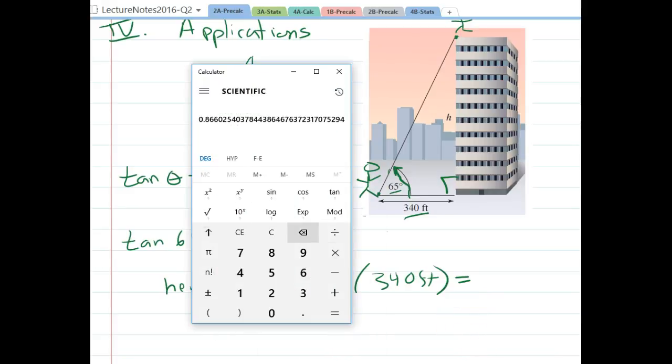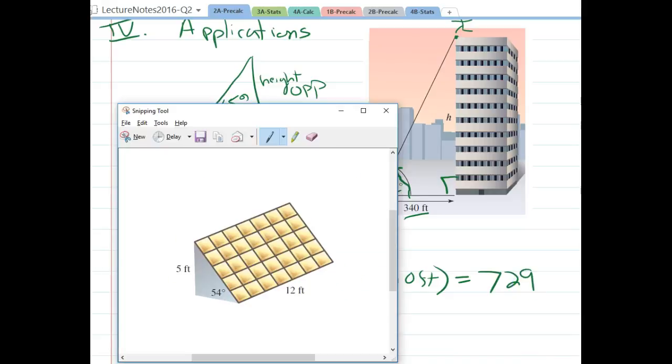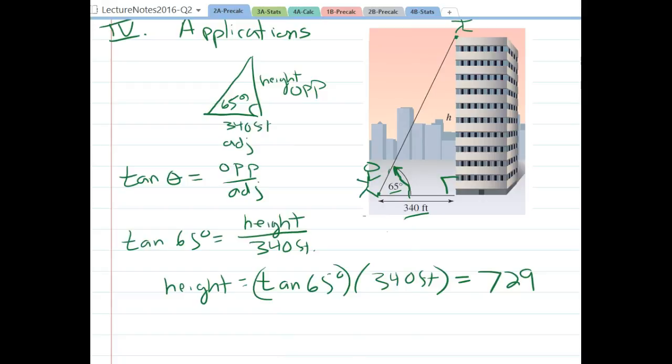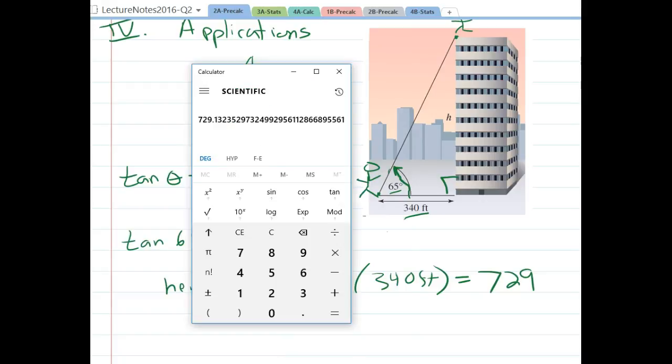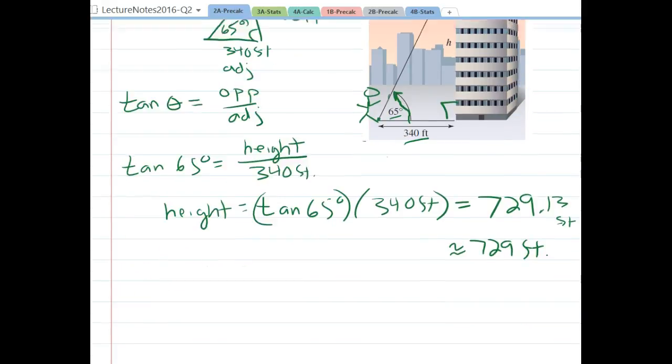I pull up my calculator, make sure I'm in degrees mode. So I do 65 tangent, which happens to be 2.1445, and then I multiply that by 340. And I get an answer of 729.13 feet. So approximately 729 feet. That's my answer.